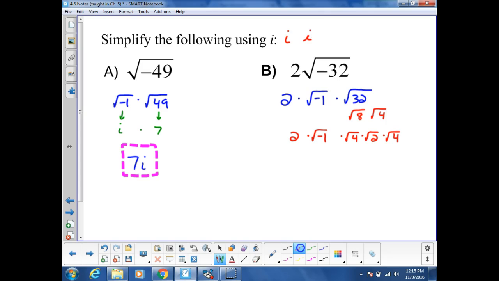So 2 is 2. The square root of negative 1 is i. The square root of 4 is 2. The square root of 2 is the square root of 2. And the square root of 4 is 2. So 2 times 2 times 2 is 8i times the square root of 2.